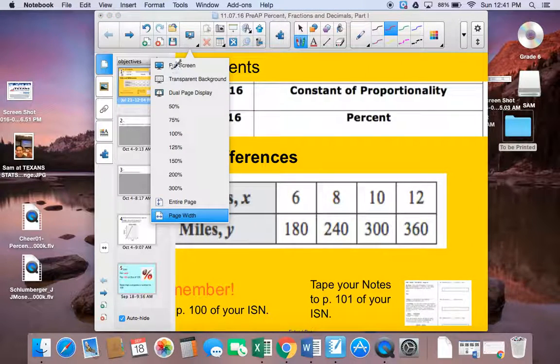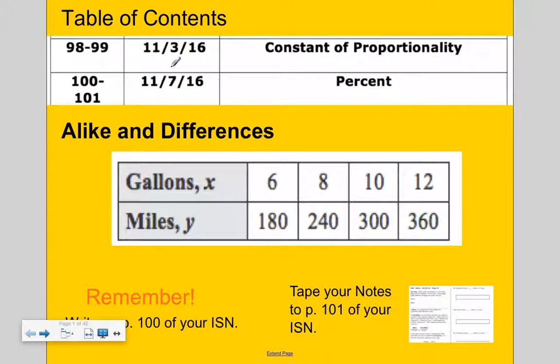This lesson is over percent. But before we do that, let's look at our number routine of alike and differences. So we start with 6 gallons. With that, we can drive 180 miles. 8 gallons, 240 miles. 10 gallons, 300 miles. 12 gallons, 360 miles. What can you say about this?